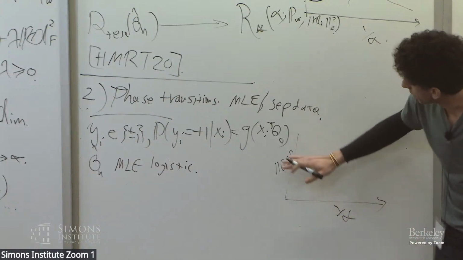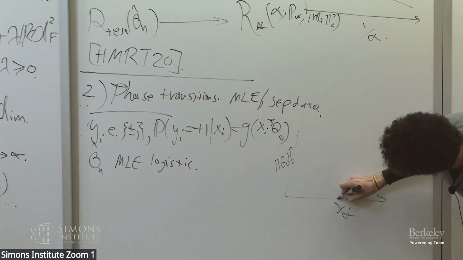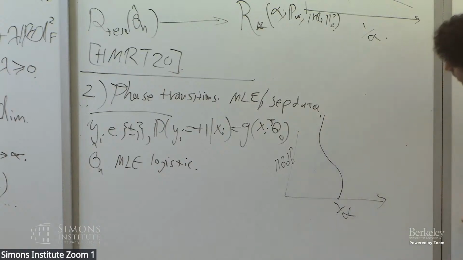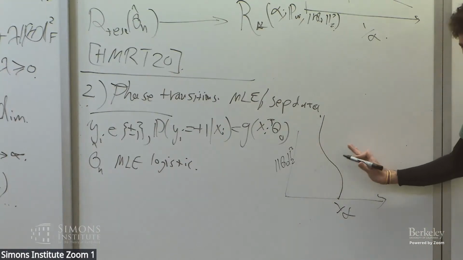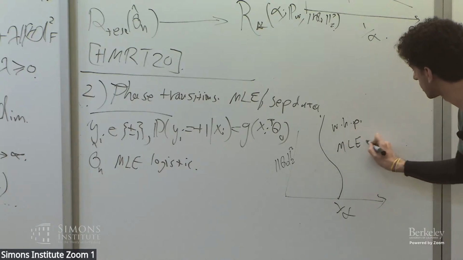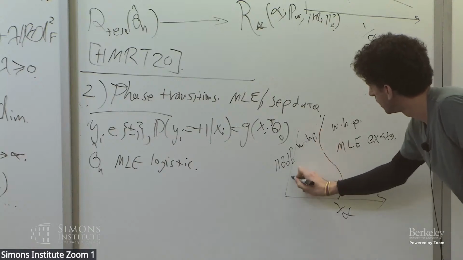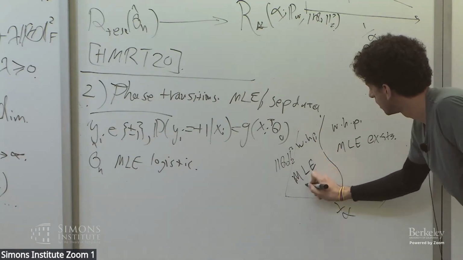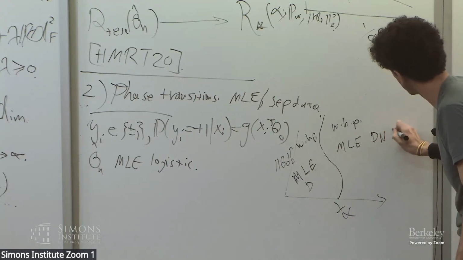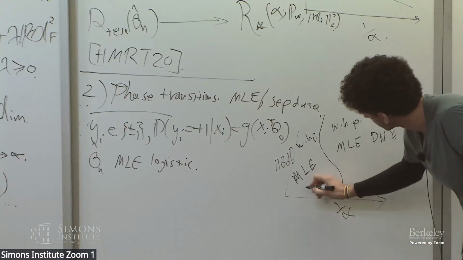So if I look at the limit of this problem in this regime, I can show that I obtain the following curve that splits this region into two. One region under which, with high probability, the MLE exists. And here, with high probability, the MLE does not exist. So here is increasing N over D. So here the MLE exists.